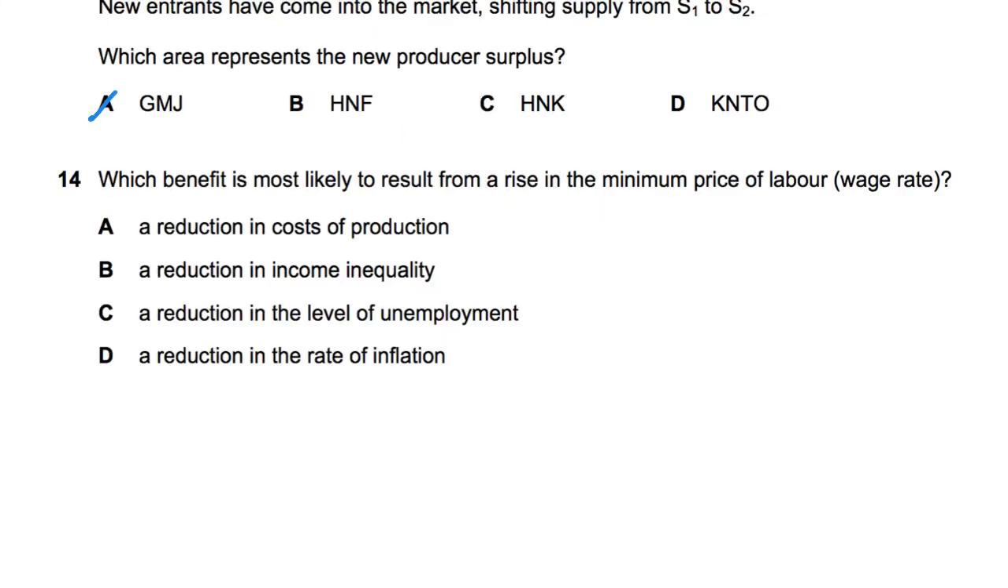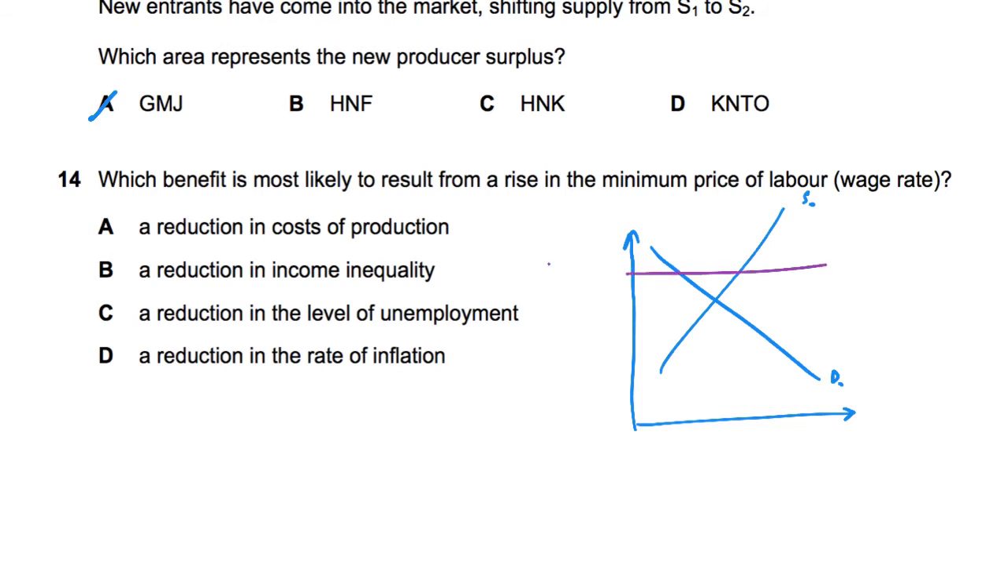In number 14, they ask which benefit is most likely to result from a rise in the minimum price of labor. When a minimum wage is put above equilibrium, so this is my demand and supply, you put a minimum wage above equilibrium like this. That's called WMIN. A minimum wage results in unemployment of Q2 minus Q1, as labor is paid higher than the equilibrium. Now, when you increase this minimum wage, you are causing unemployment to rise. So clearly, C would be wrong, because C is saying a reduction in the level of unemployment, when the unemployment is actually going up.